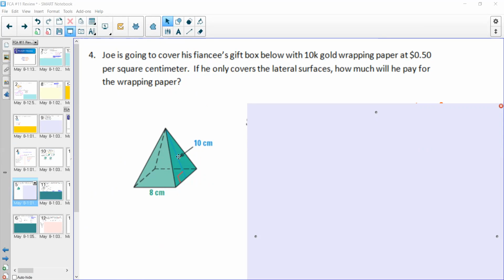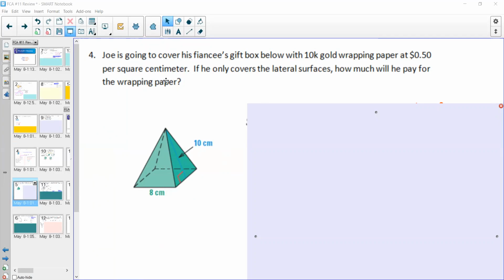And remember what I said about lateral area. That's everything but the bases of a prism or a solid. So that means he's just going to cover the triangular parts. He's not going to cover the bottom, the base. And then he's paying 50 cents per square centimeter.